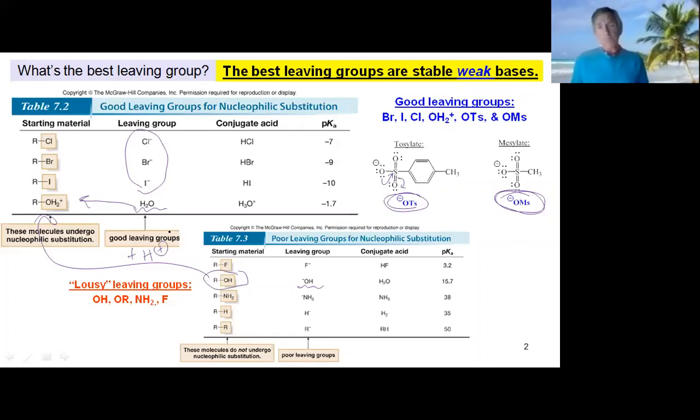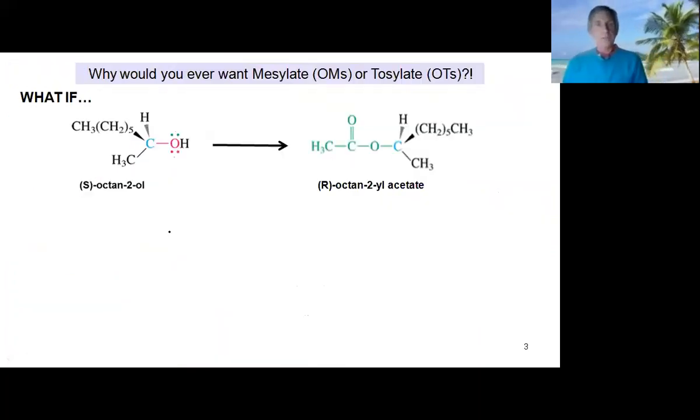But I'd like to also show you why mesylates and tosylates are even introduced here. They're such scary looking little structures. Why would I torment you with these in the virtual Orgoland and cyberspace world? Well, let me show you why.